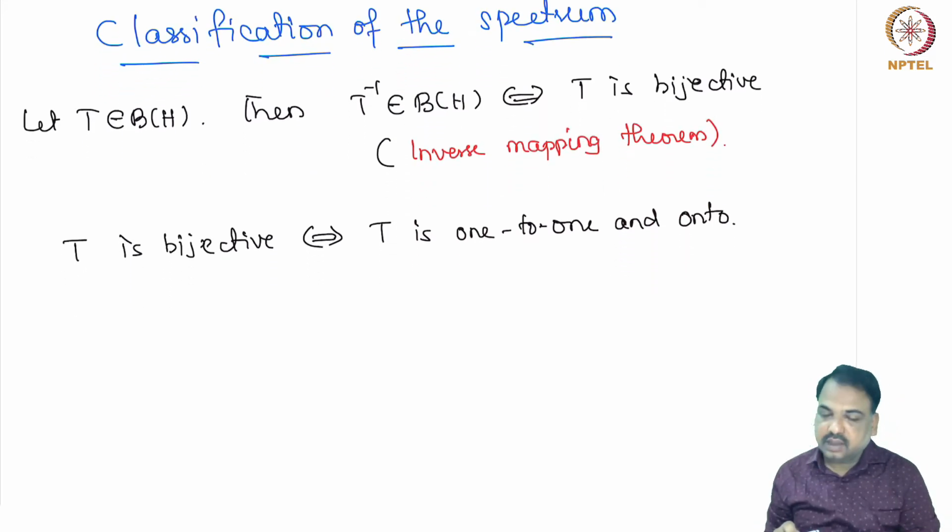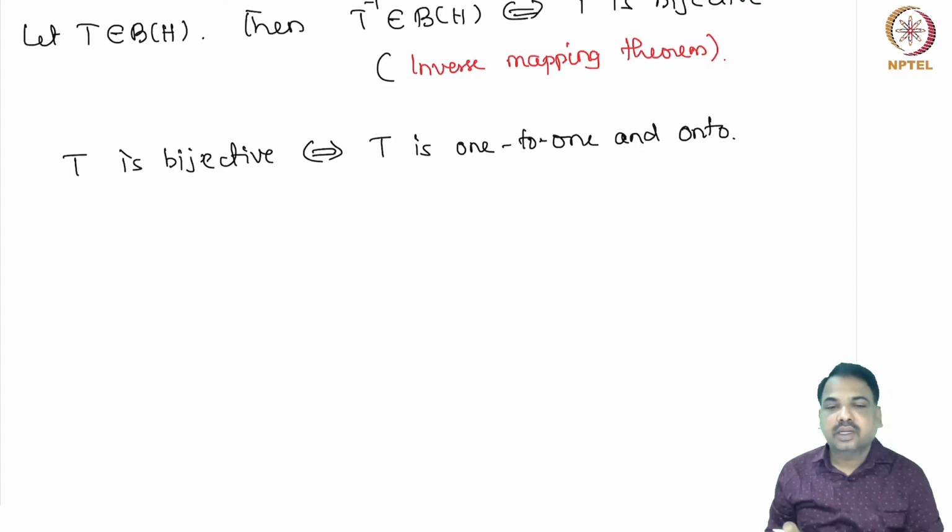Now ontoness we can split into two different parts, range is dense and range is closed. If the range is dense, we can define the inverse operator like earlier. And if the inverse of the operator is bounded on the range, we can extend it to the full space to get the inverse. So that is one of the important ideas to classify the spectrum.